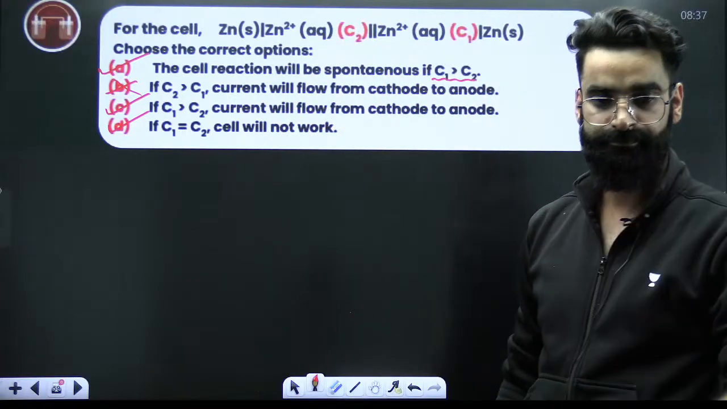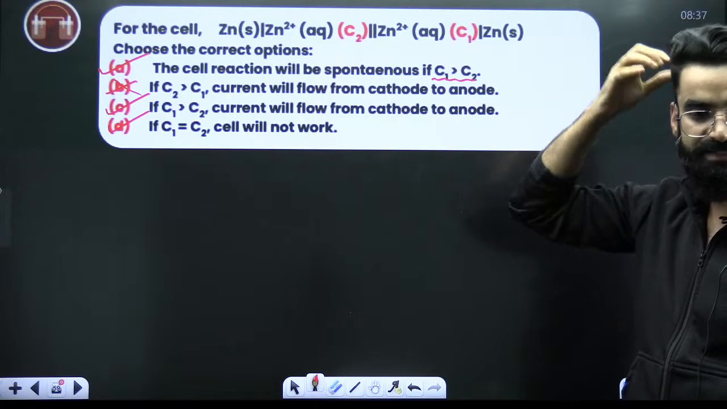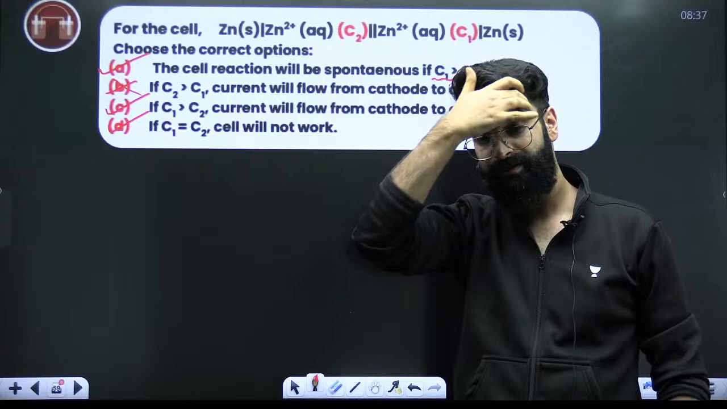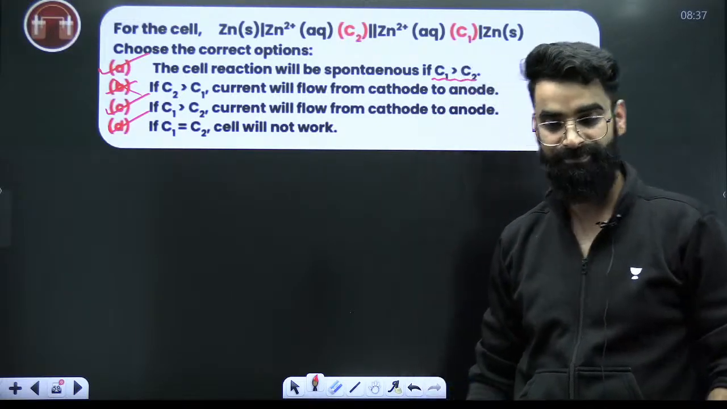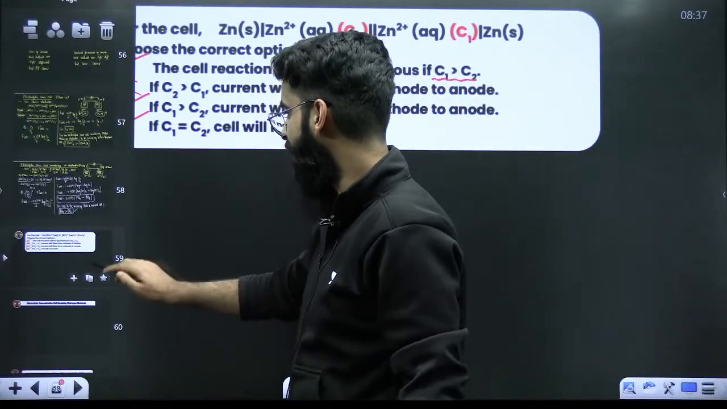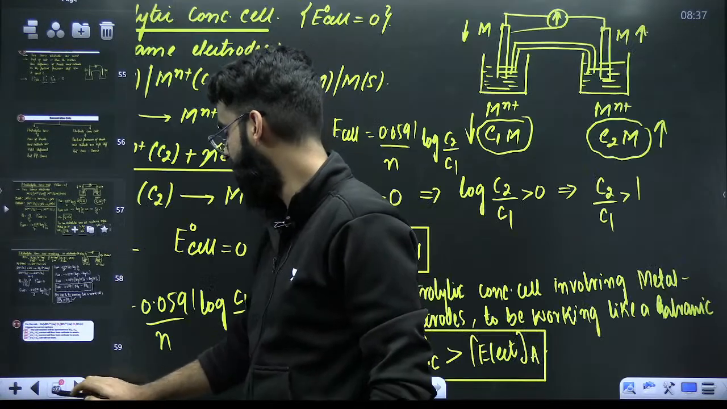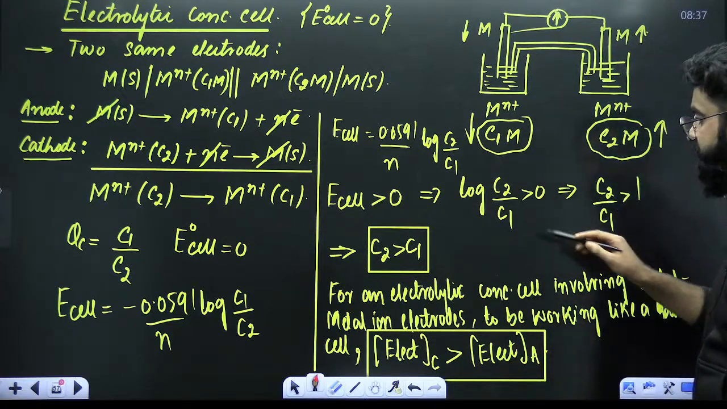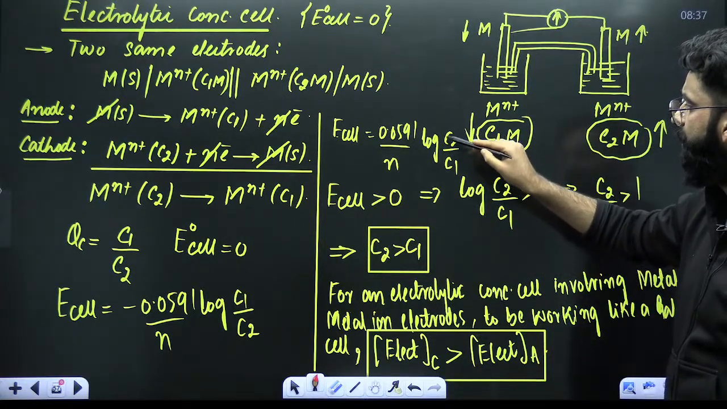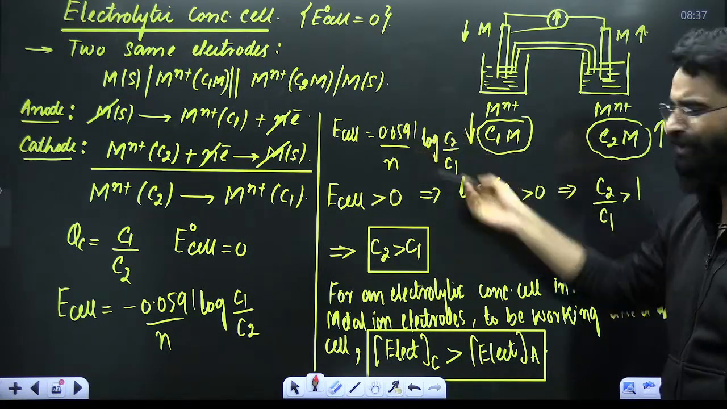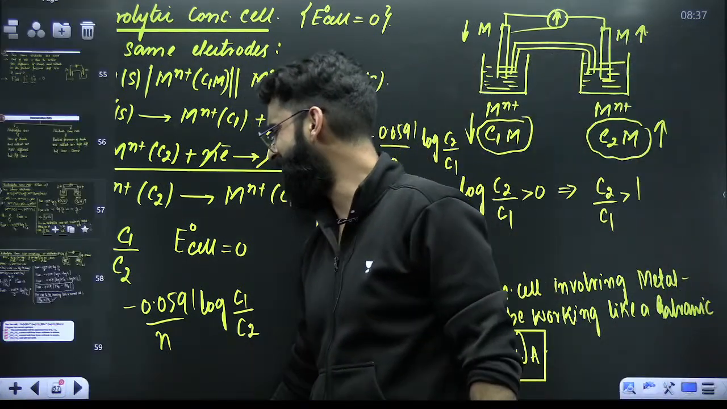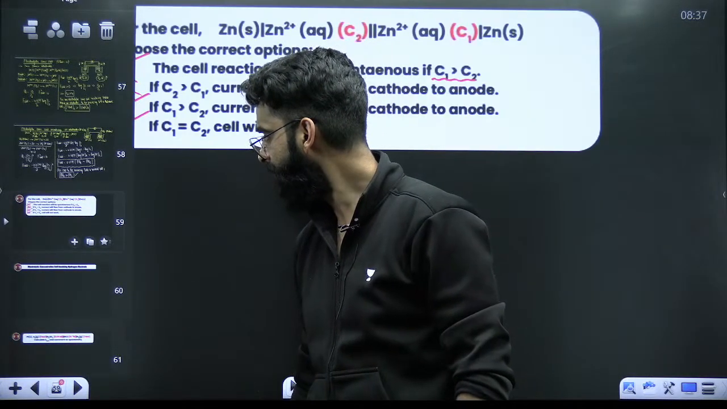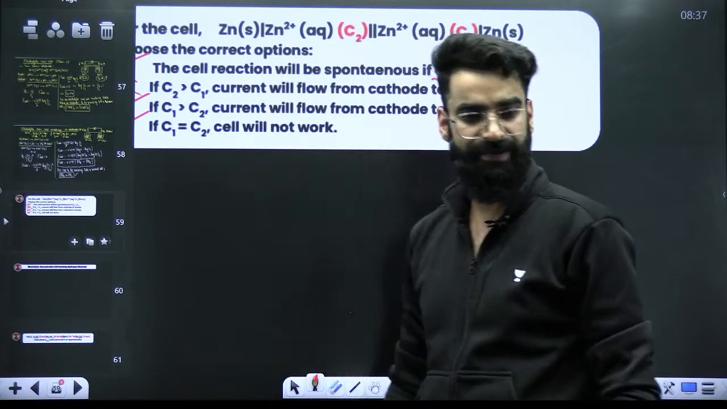Is this particular concept clear to you? Let me know quickly in the chats. See, few minutes back only I gave you this particular result. This was your electrolytic concentration cell involving metal ion electrodes. If C1 and C2 are equal, log of 1 is equal to 0. Therefore, E cell is 0. Once E cell is 0, that means delta G is 0. So leave that part aside. Okay? I believe every single thing is clear till here.